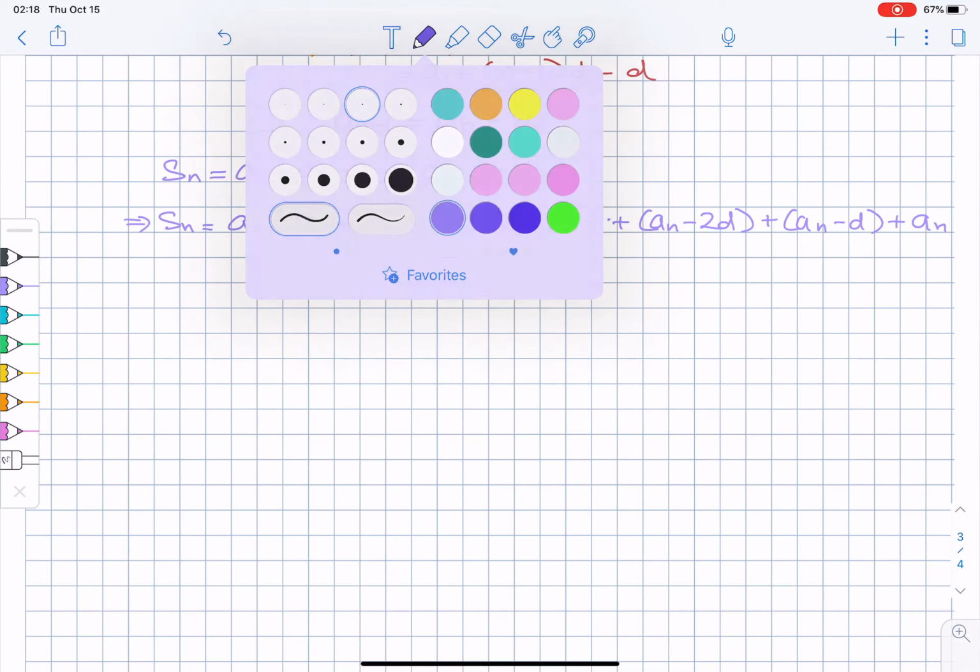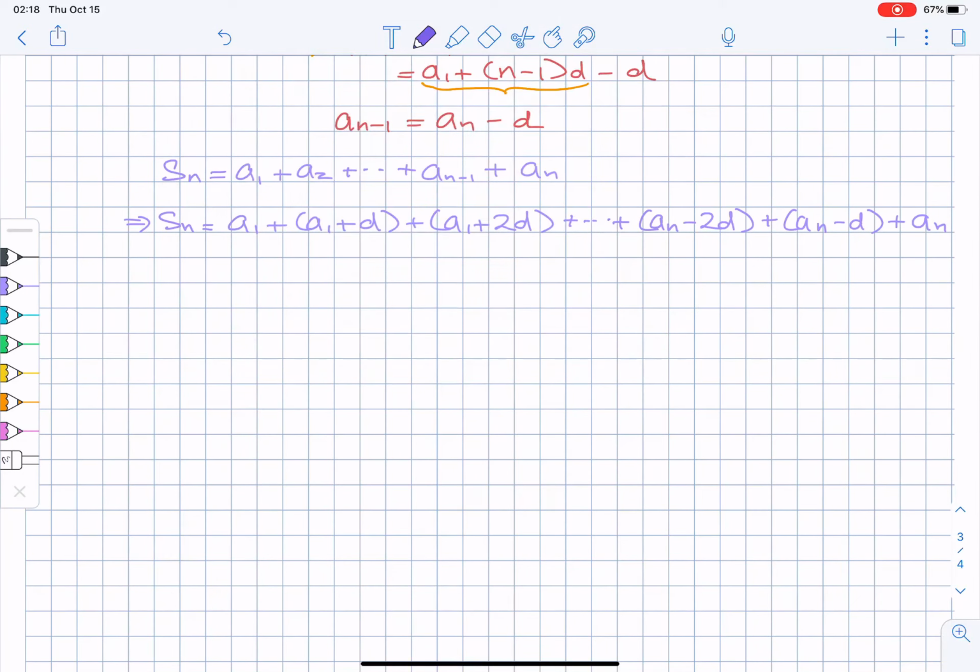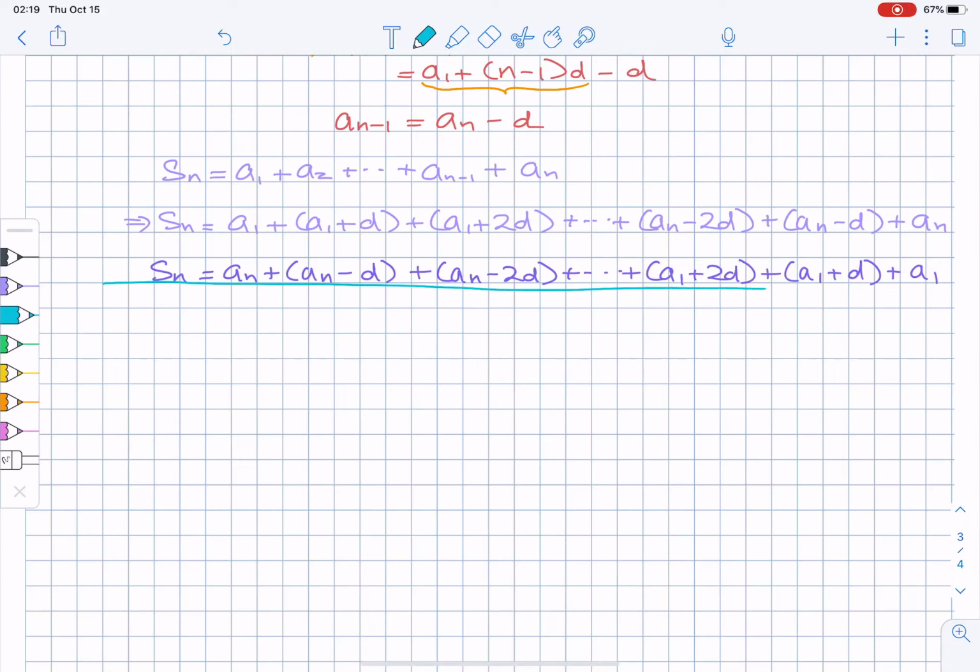Okay, but I can do this a different way, right? I can go backwards, and let me skip a line. So S sub n can also be thought of as a sub n plus a sub n minus d plus a sub n minus 2d plus dot dot dot. Now going forwards, this can be thought of as a1 plus 2d. This can be thought of as a1 plus 1d. And finally, a sub 1. So what I'd like to do is add these two together.